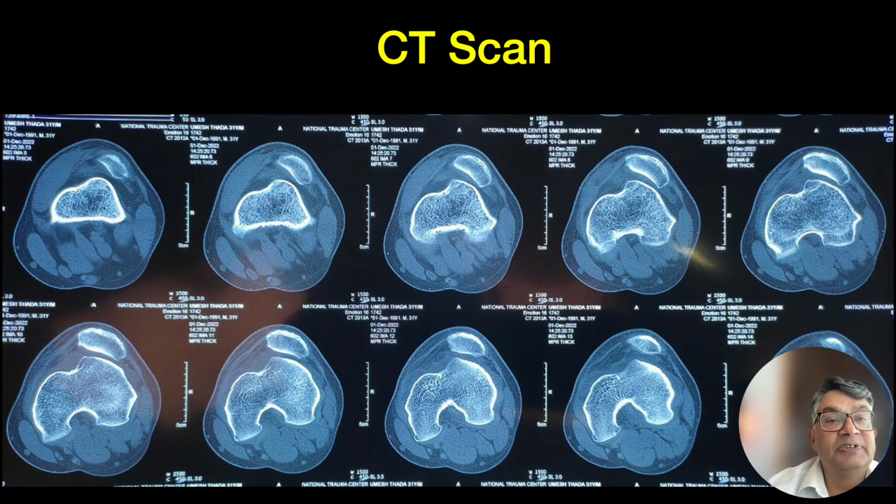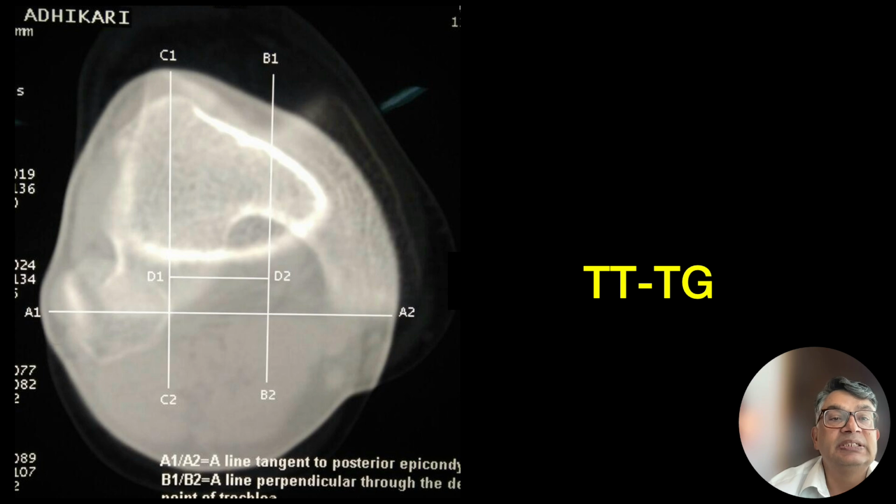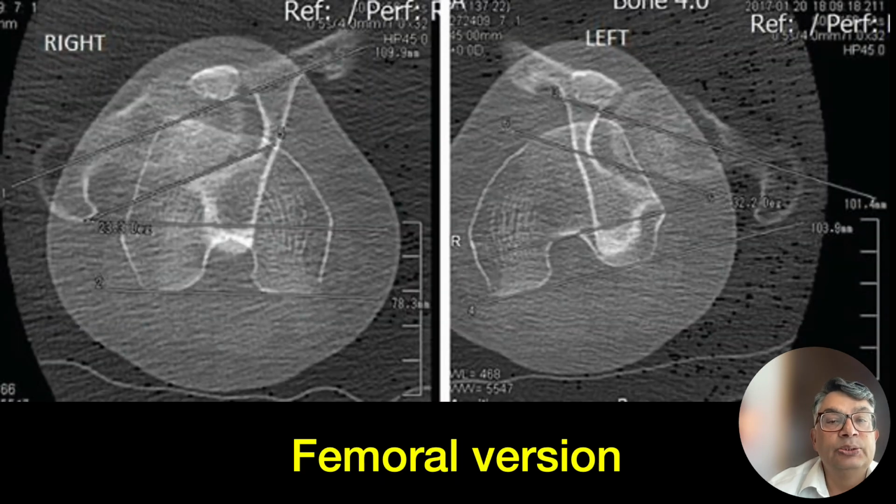CT scan again is very, very important. In all the cuts, especially in CT scan, I look for the TTTG distance, which shows basically the rotation of the tibia. And then in CT scan, I do femoral version, both proximal femoral and distal femoral version, by the overlapping images of the CT scan like this, which will give us an idea if the femur is internally rotated in the proximal part or in the distal part, so that we can plan for the rotational correction as well.